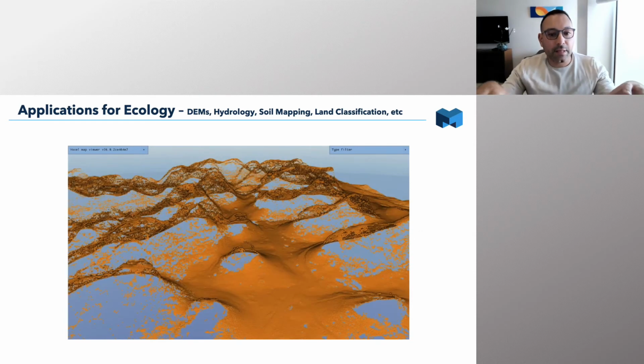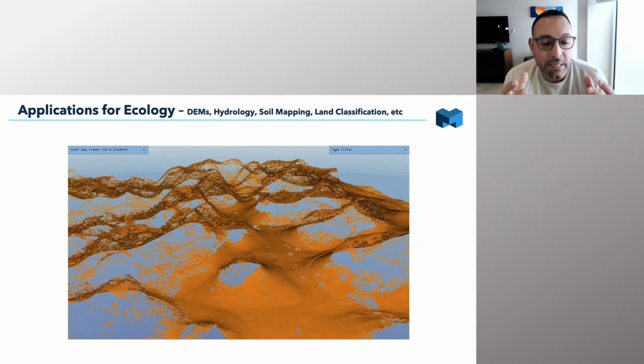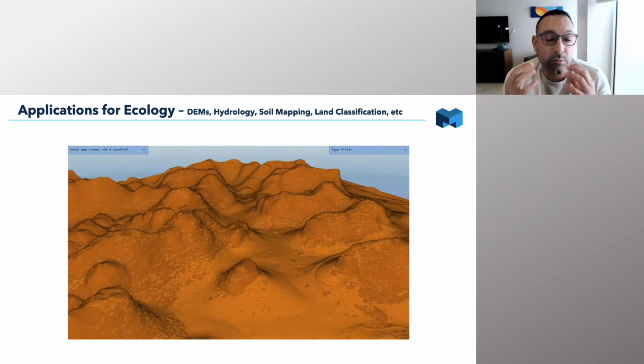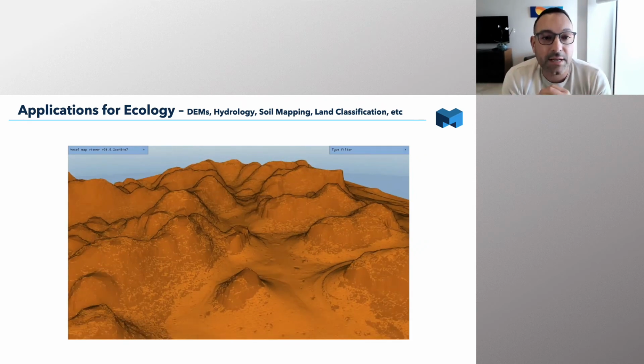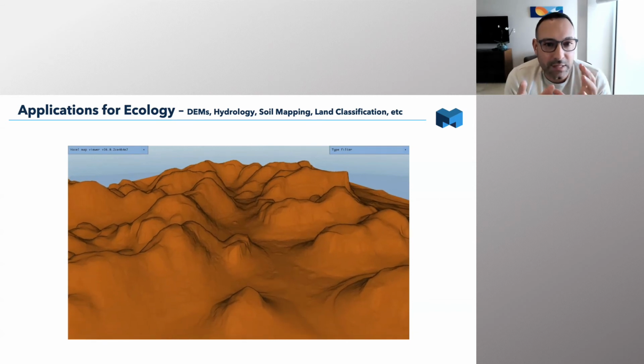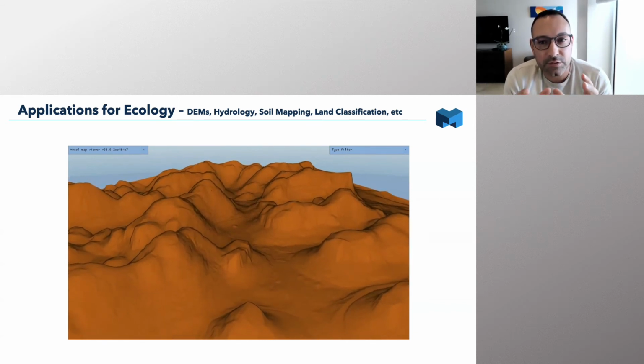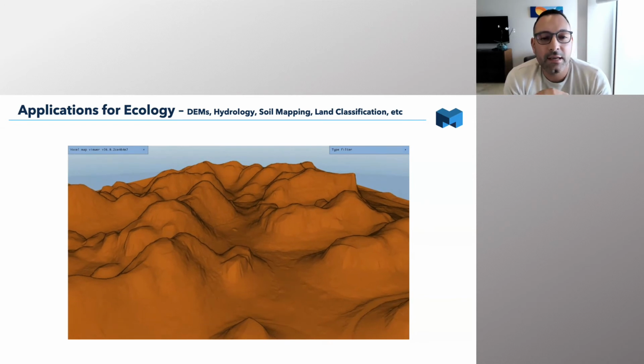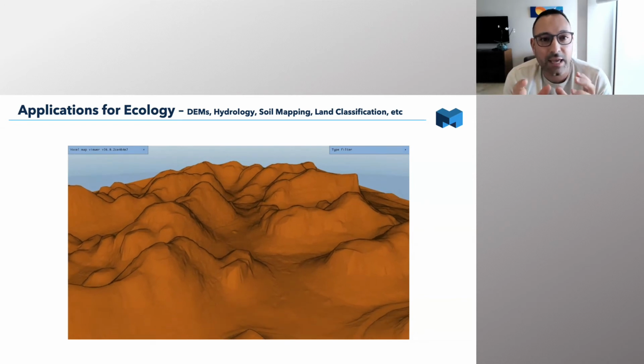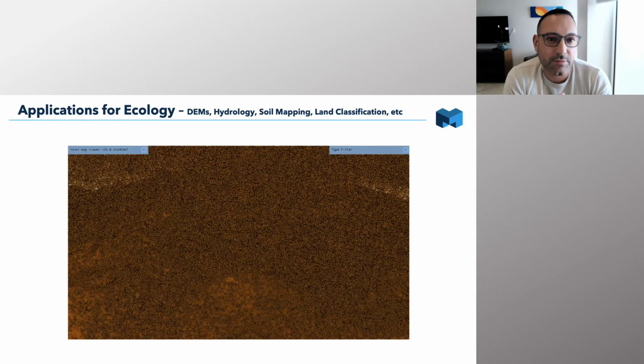That gives us the ground plane. Clearly, it's not complete, so we reconstruct that in voxels. We can convert that to a mesh if that's beneficial. This really helps with things like digital elevation models, hydrology, soil mapping, and other forms of land classification. So there's lots of applications around that.